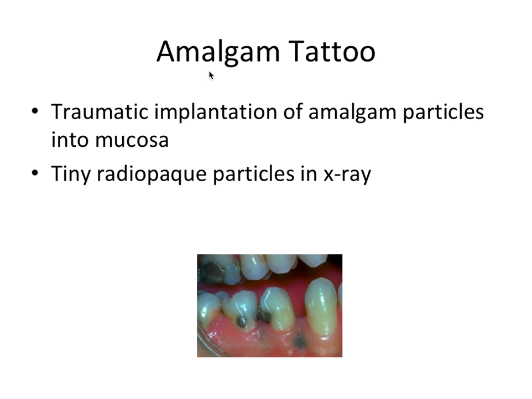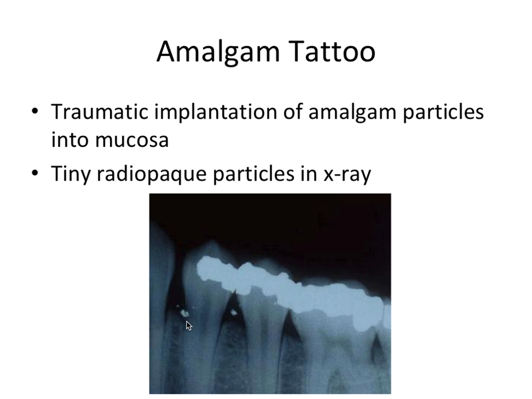Amalgam tattoo is the traumatic implantation of amalgam particles into mucosa. So you can see them clinically as well as radiographically. In this case, they're pretty prominent. This would be if you were condensing amalgam and some of the particles leaked out of the matrix band or were floating around, and they weren't rinsed out, and they're kind of pounded in there. After a certain amount of time, they can sort of implant themselves as tattoos.